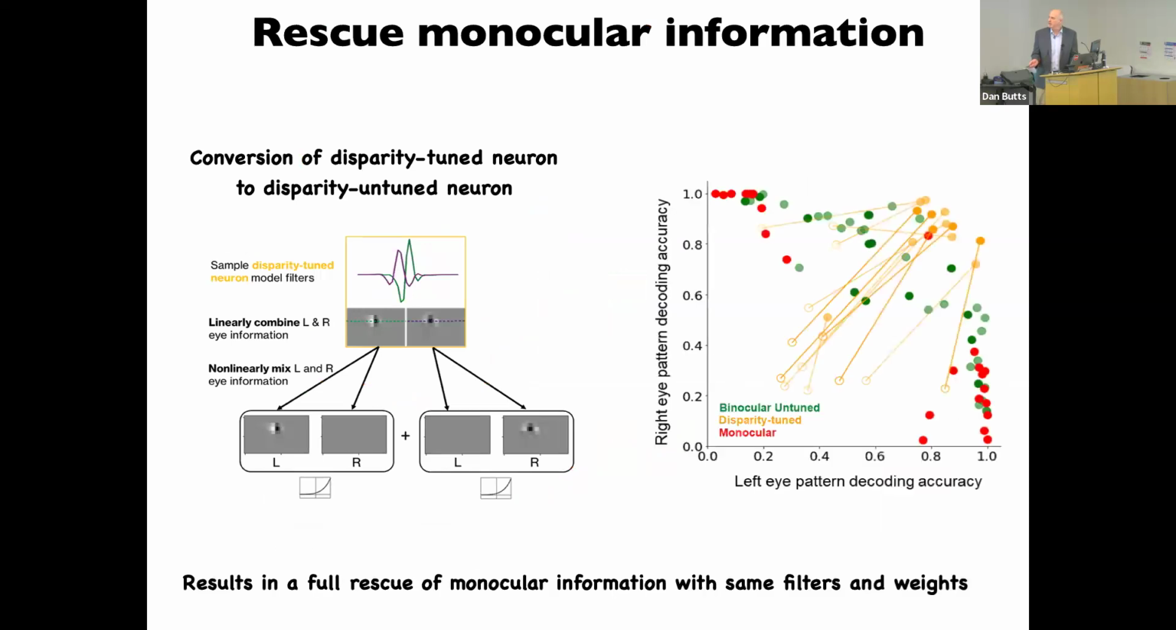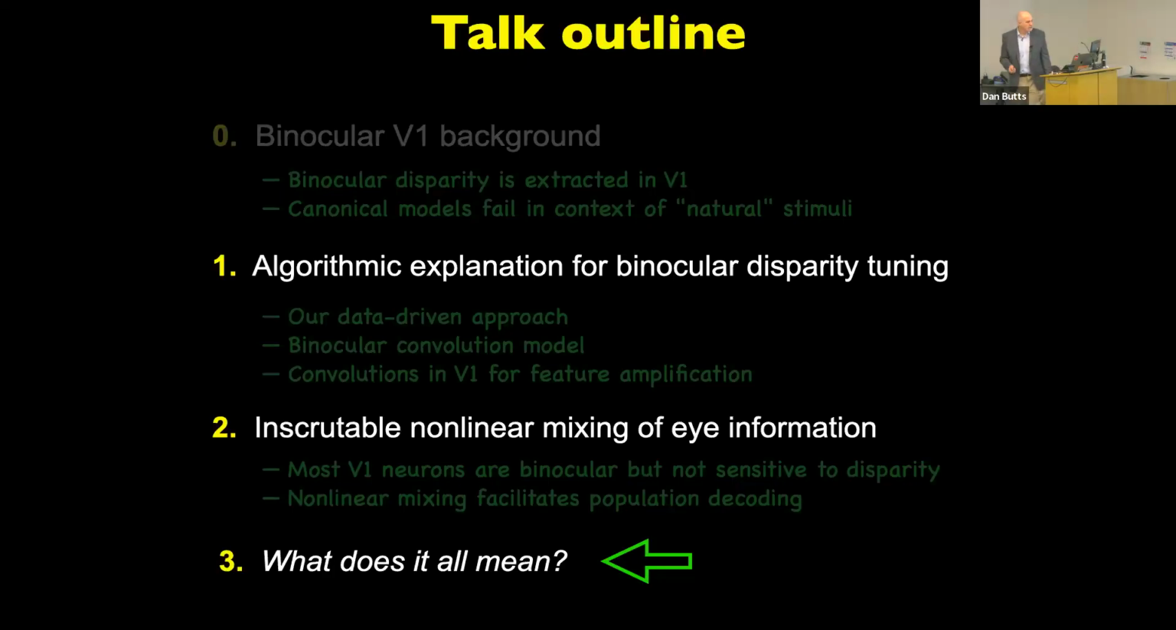And of course, what you can do is take a disparity neuron that has these binocular receptive fields and convert them into monocular receptive fields and rescue this. So this is a general strategy and how most binocular neurons might be important. But it involves this inscrutable nonlinear mixing of information, such that if you record from any one cell, it's going to have left and right eye receptive fields with nonlinearities and not mix them.